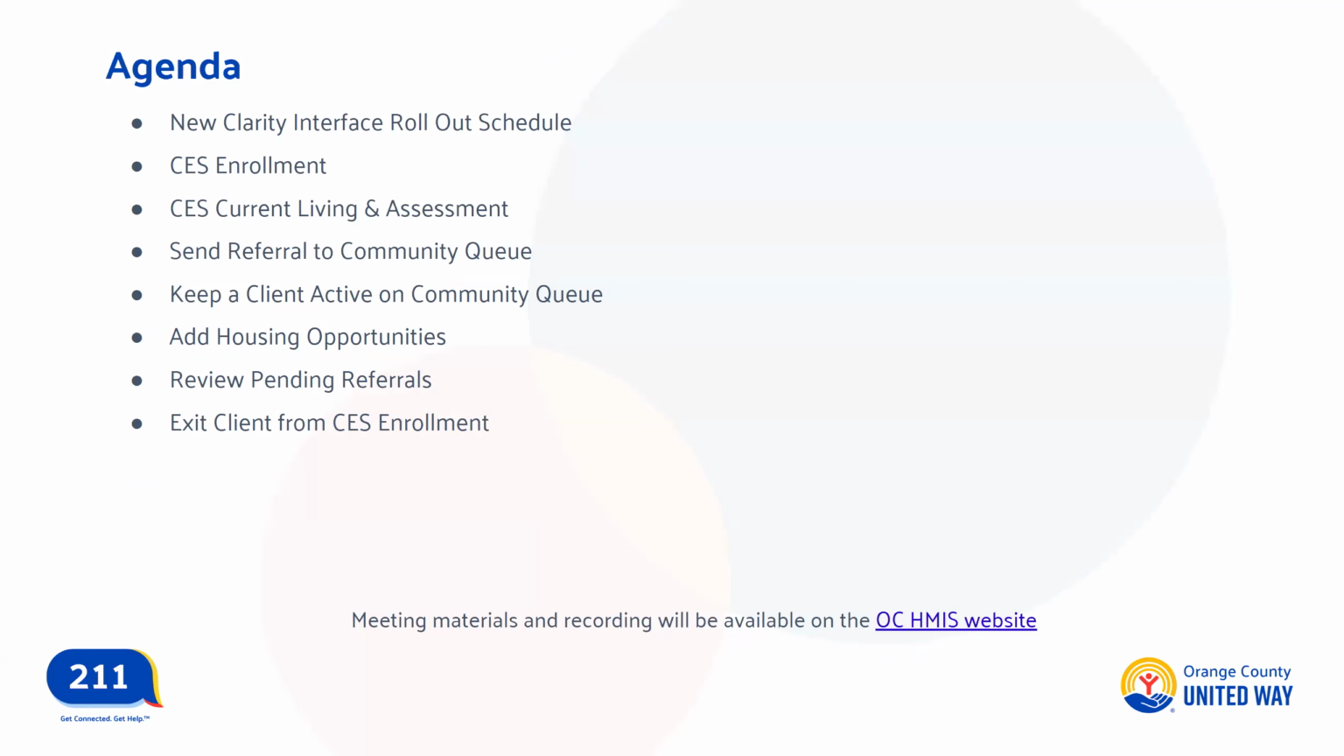This is our agenda for today. We'll be reviewing the new Clarity Interface rollout schedule. We will review the functionality and workflow of the CS enrollment, CS current living situation, and assessment, sending the household to the community queue, keeping a client active on the community queue, adding housing opportunities, reviewing pending referrals, and exiting a client from the CS enrollment. Today's session materials will be recorded and saved on our website, so you will be able to access this at a later time as well.